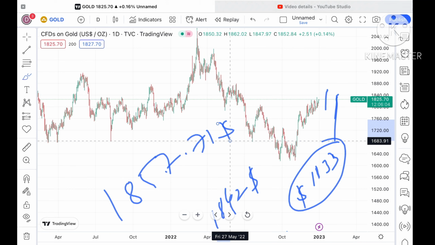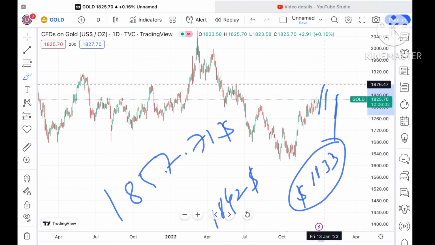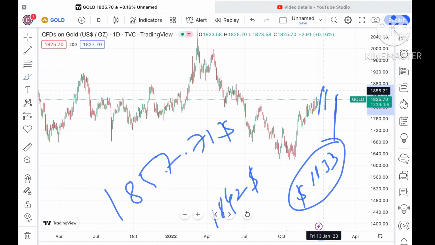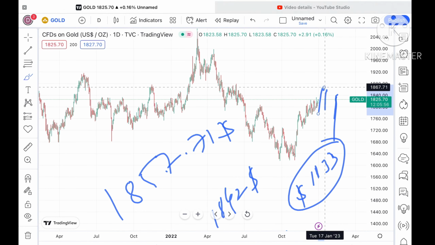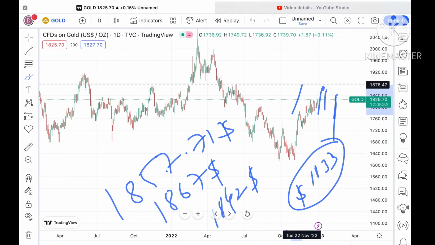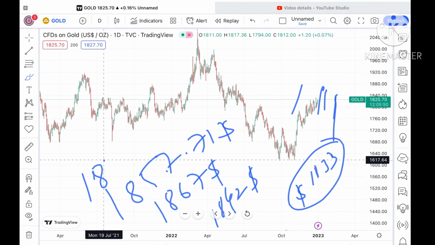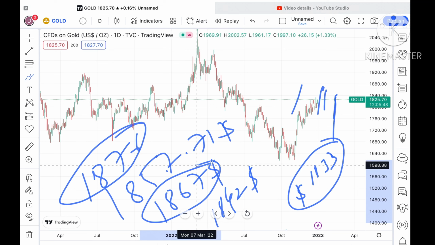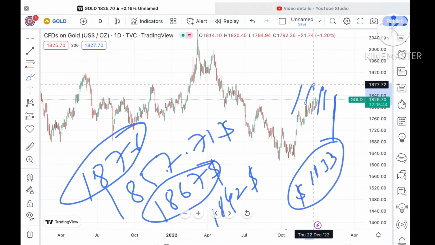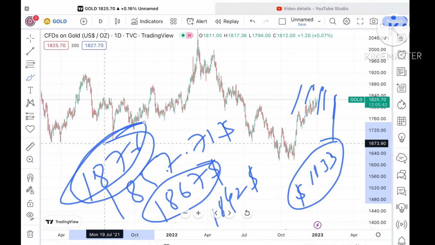a level of $1857.71. Now suppose the price sustains above that particular level, then after 1857 it can go towards a level of around $1867. And from there we can see it go further high and touch a level of around 1876. $1867 is again a resistance which is already a weak resistance, so chances are very high we can see a level of $1876.